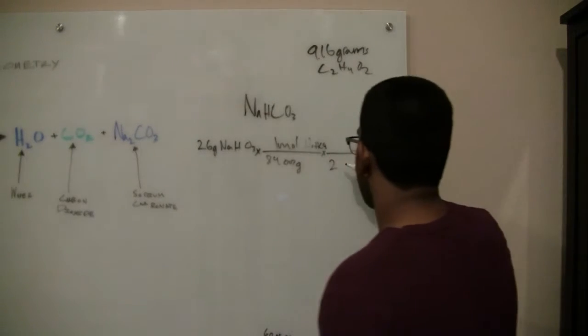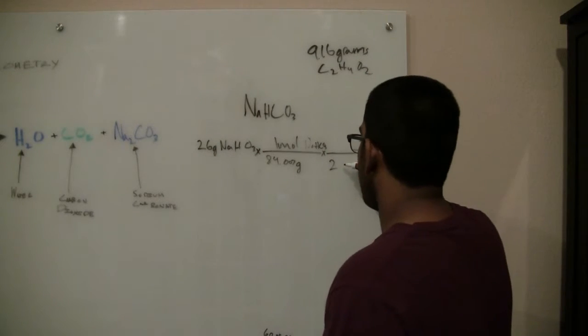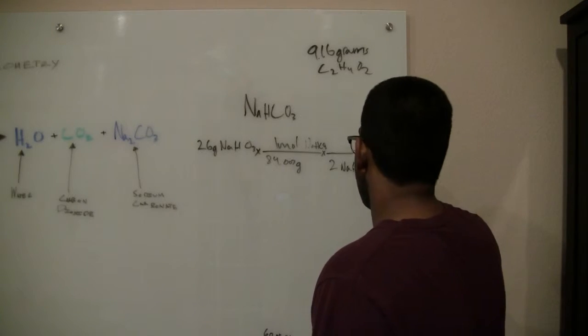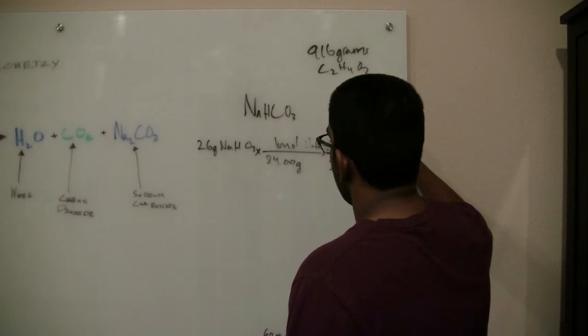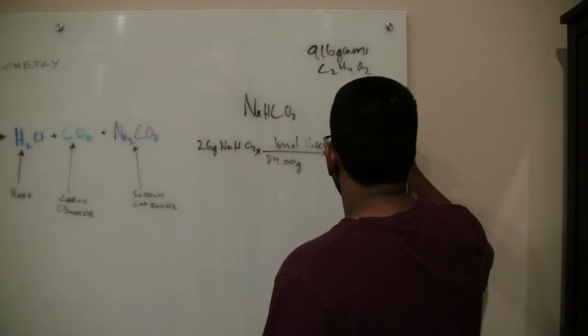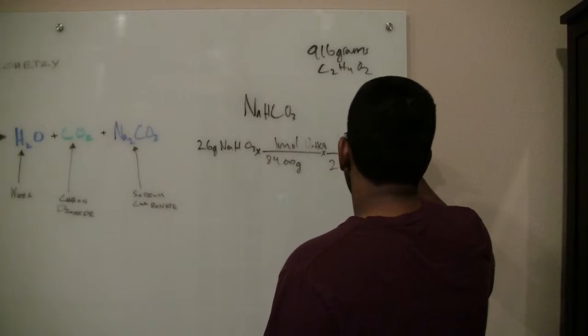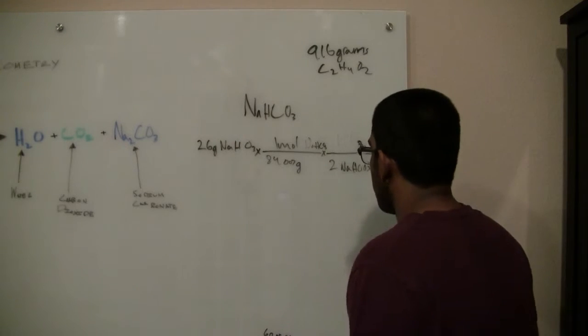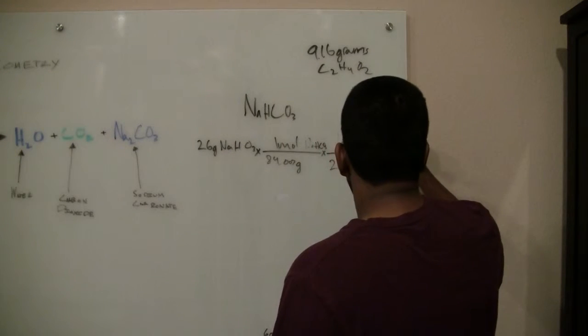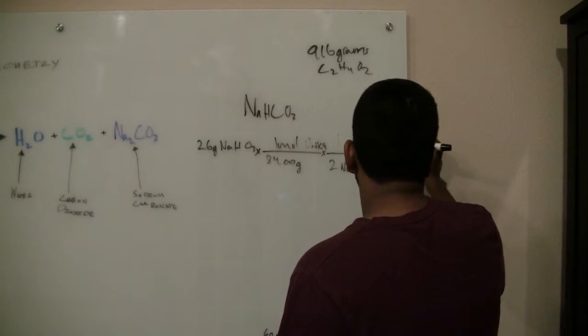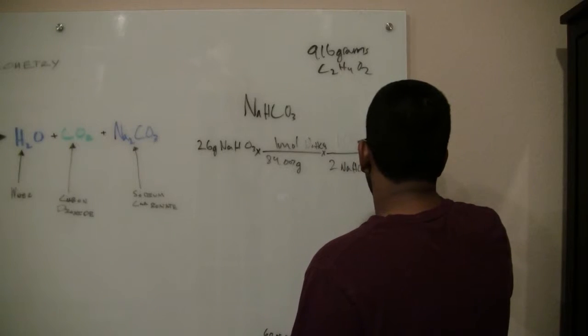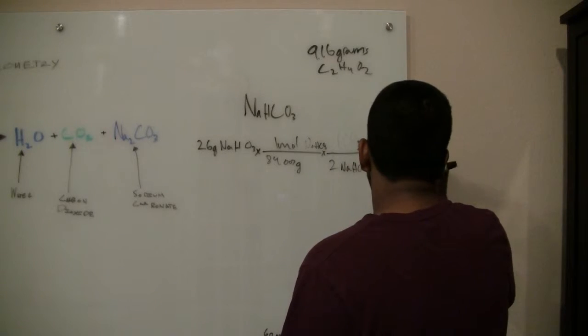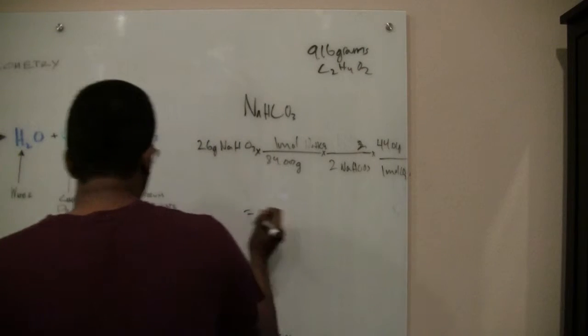So 2 is on the bottom for NaHCO3, and then 1 is on top for CO2. And then you have to multiply that by the molar mass again. 44.01 grams divided by 1 mole CO2. And then let's get out our calculators and do that again.